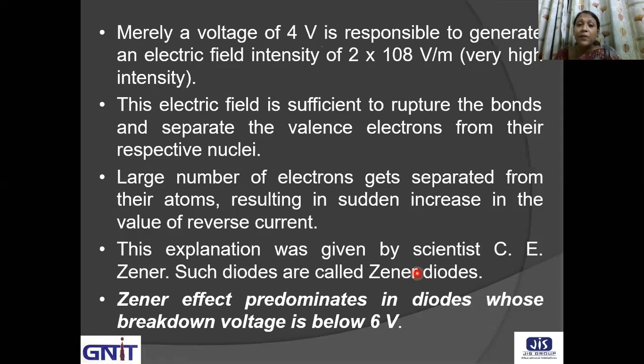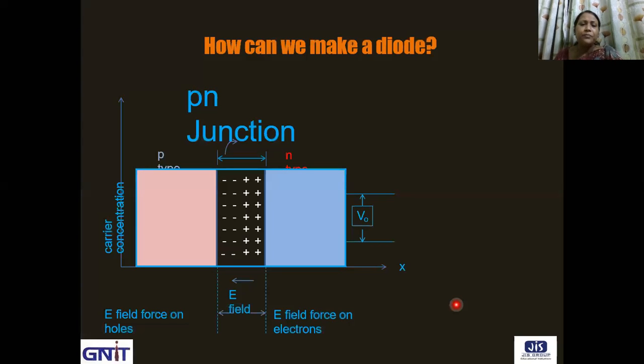And this electric field is sufficient to rupture the covalent bonds and separate the valence electrons from their respective nucleus. A large number of electrons get separated from their atoms, resulting in a sudden increase in the value of reverse current. This explanation was given by the scientist Zener. Such diodes are called Zener diodes. The Zener effect predominates in diodes whose breakdown voltage is below 6 volt. After that, we are getting the avalanche effect.